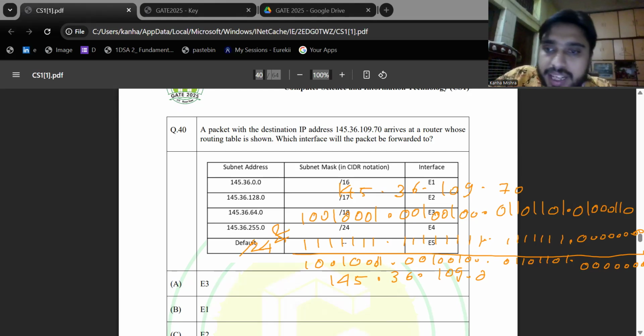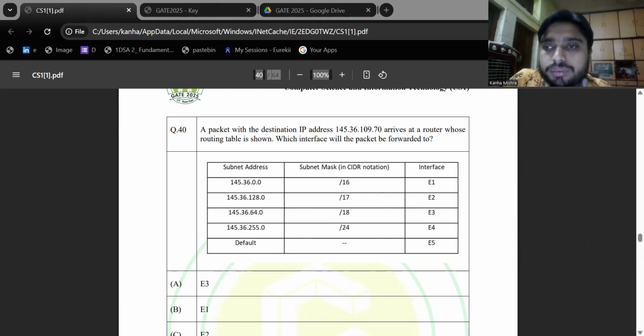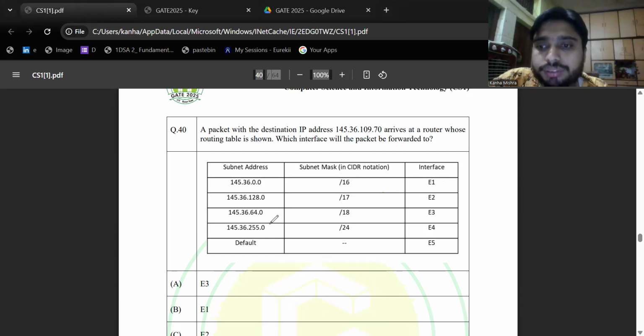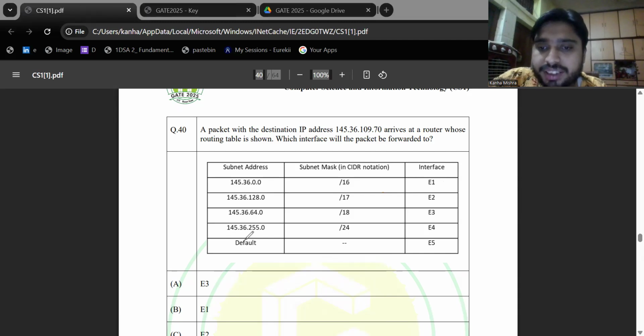And what will /18 be? 18 bits are for the network and 14 bits are for the host. Obviously the /24 entry is not matching, because it is for 70. I have tried the /24 one, which is at the E4 interface. Now I'm going to try /18, which is at the E3 interface.